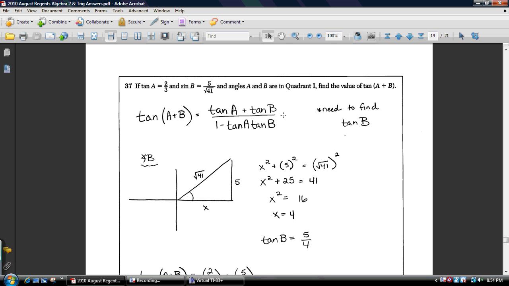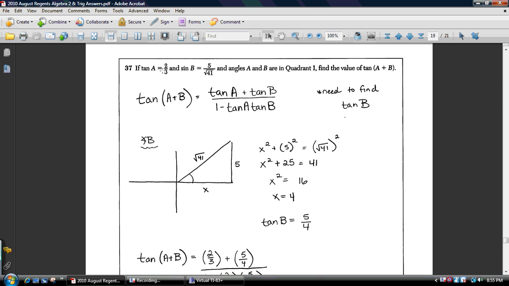We need to just know tan B. How do you find that? Well, it tells you both of the angles are in quadrant 1, and it tells you the sine of B is 5 over the square root of 41. So this is the opposite side of this triangle, and this is the hypotenuse. You draw in the triangle, use Pythagorean Theorem, find out how much x is. X is going to be 4. And that means that the tangent of angle B is going to be equal to 5 over x, or 5 over 4.